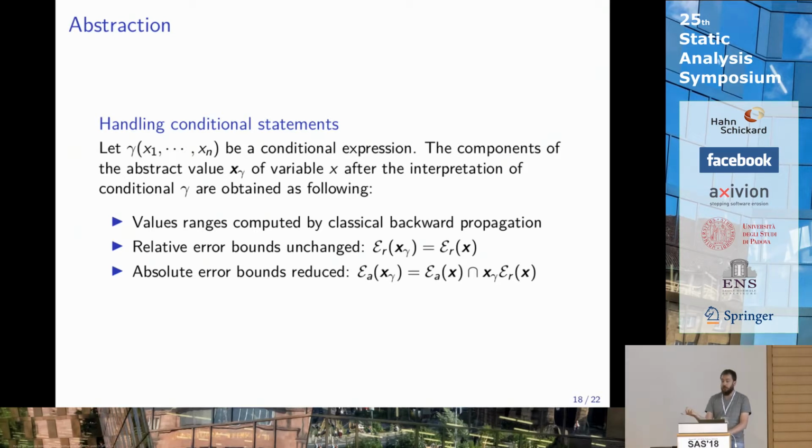The values are computed by classical backward propagation on intervals. The relative error is left unchanged. We can't say anything about it. But actually, we can use the relative error to improve the absolute error sometimes, using this formula. And this is why we obtain such a good result in the introduction example.